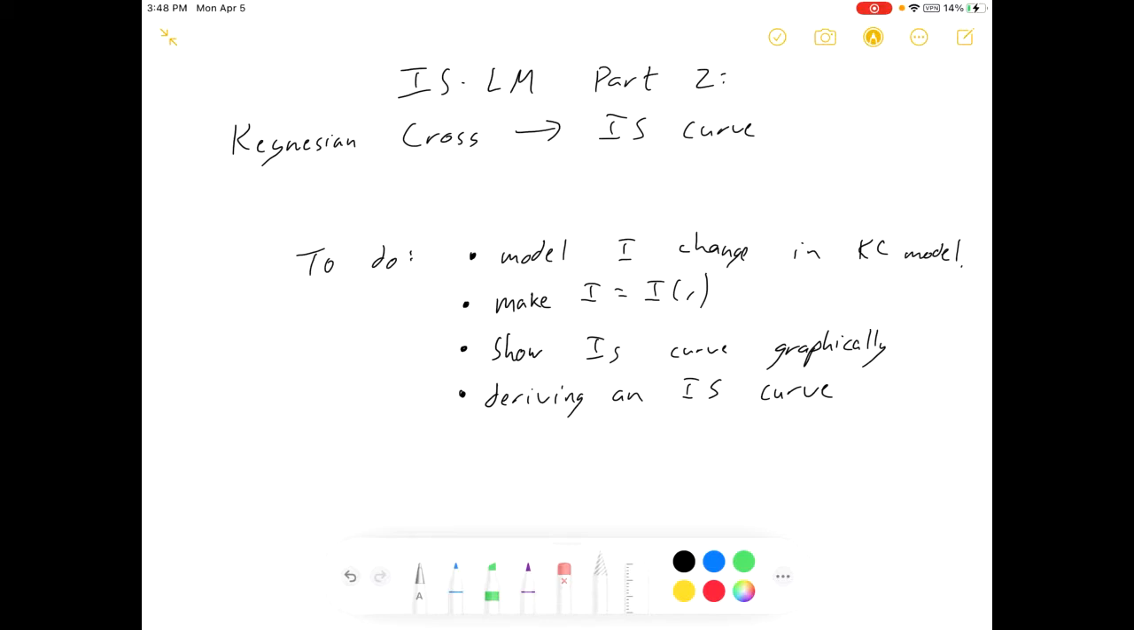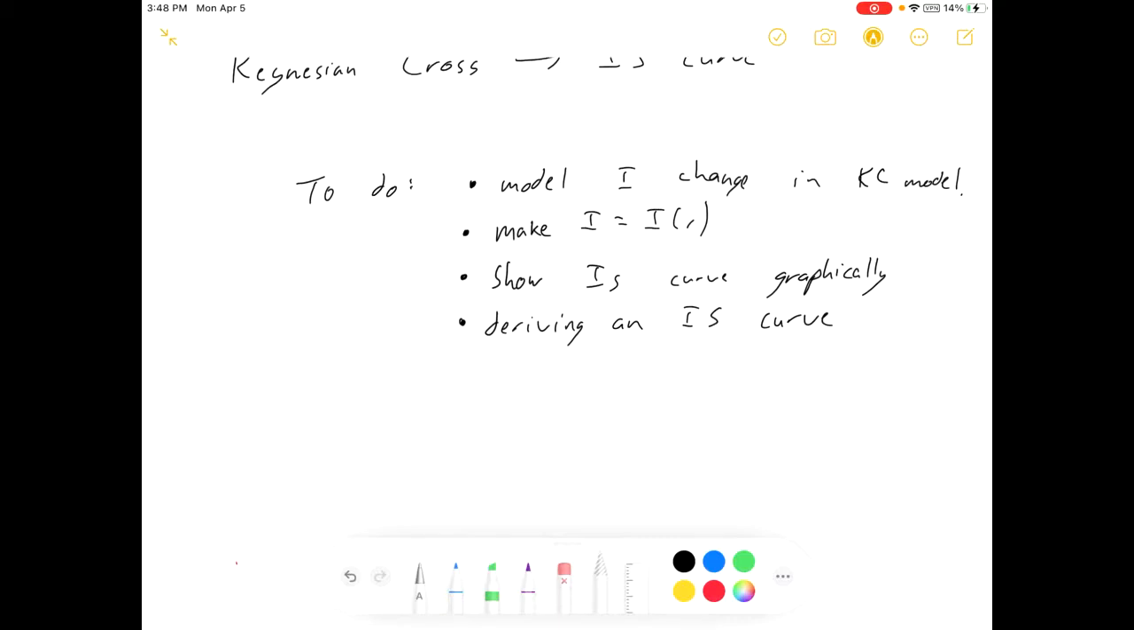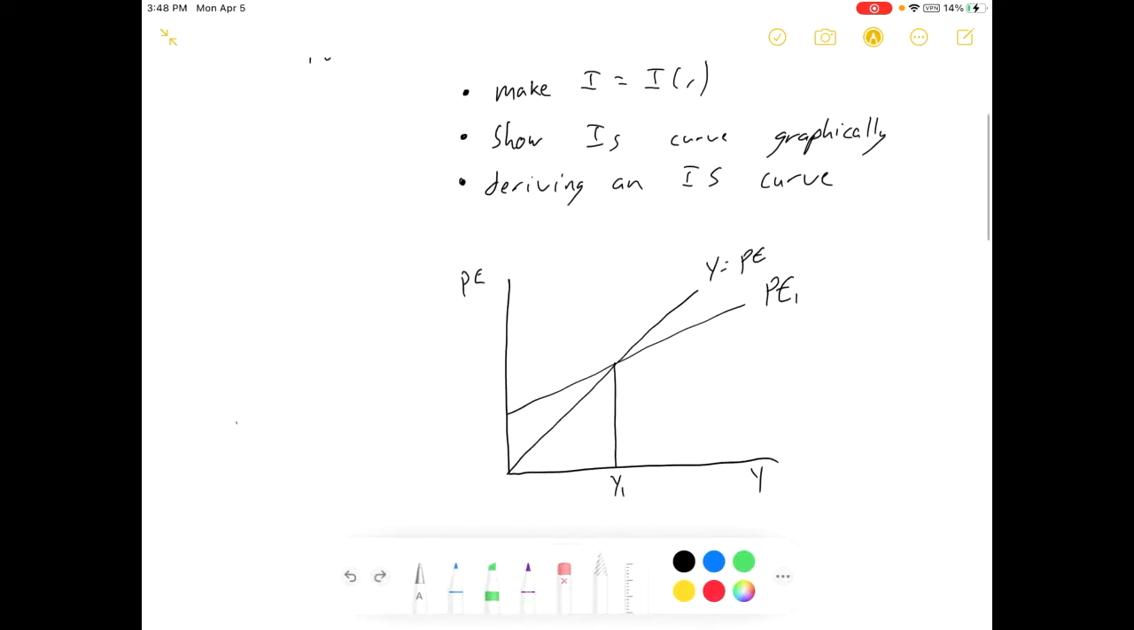In this one, I use the Keynesian Cross model to actually build the IS curve, the investment savings curve. So here's what I'm going to do. I'm going to show how a planned investment change affects the Keynesian Cross model, and then we're going to make investment be a function of R, so it'll become endogenous. In the last video, it was always exogenous. And I'm going to show the IS curve graphically, and I'm going to show you how to solve for and derive the IS curve. So first, let's get back to our Keynesian Cross model.